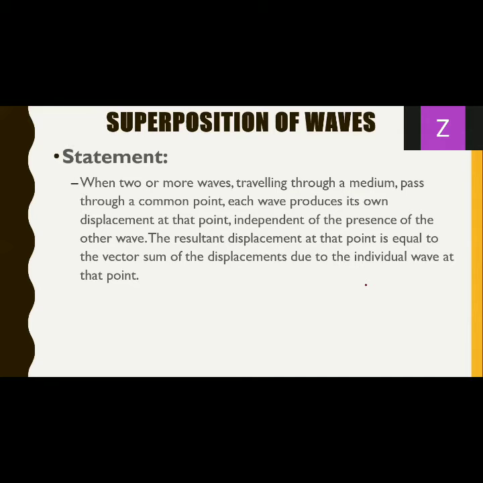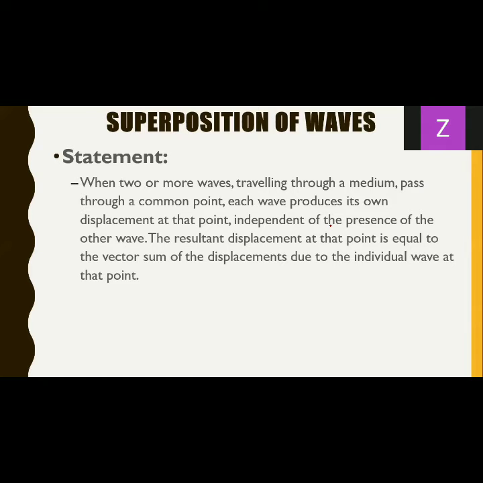They are going to pass through a common point, presumably. Now, when they pass through a common point, what happens? Each wave is going to create its own displacement. Now, this we already are aware, but still I'm repeating. And that displacement will affect the displacement of another wave. So the resultant displacement at that specific point is actually the vector sum of the displacement due to the individual waves at that specific point at that specific instant of time.